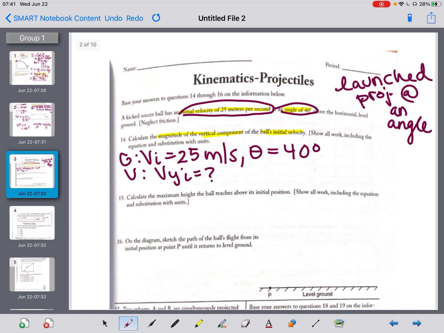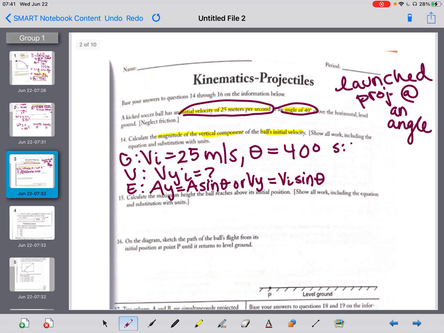Okay? So if you go in your reference table, you need to find something that has some sort of vector quantity and an angle. And what we say is AY equals A sine theta, or VY equals VI sine theta. Whichever one you want to write, that's totally appropriate. Either one will be accepted. So then you just substitute.